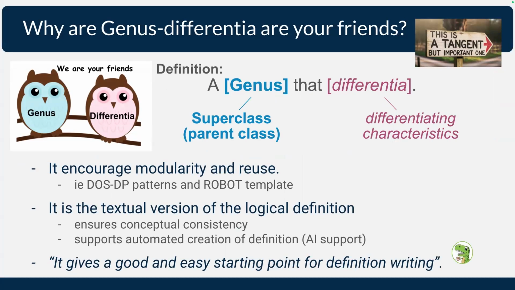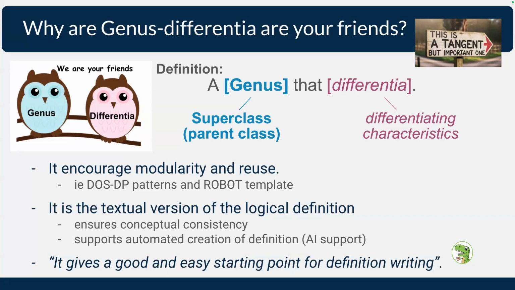Why are they actually really your friends? So here we say we are your friends. Why are they really your friends? First of all, it encourages modularity and reuse. So when you think of the DOS-DP pattern or the ROBOT templates that you use in ontology development, this is what they use. We use a format that really helps creating all those terms, so all the terms that represent a similar concept are represented in the same way.